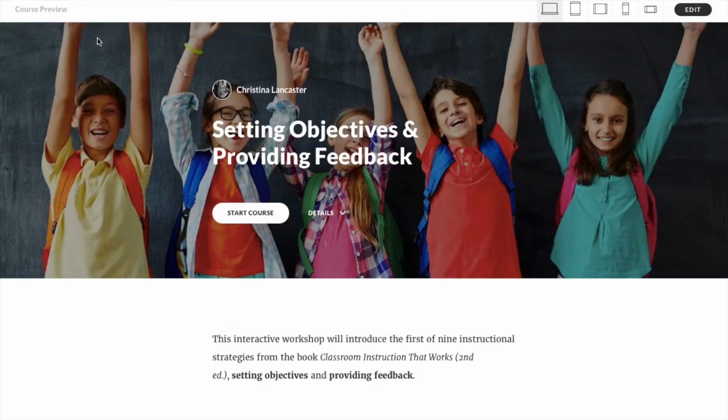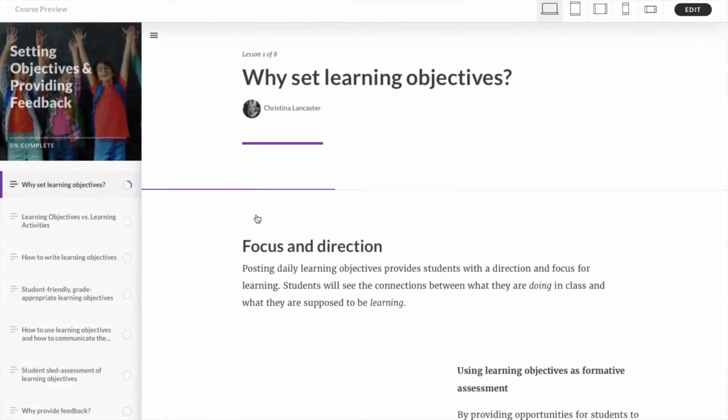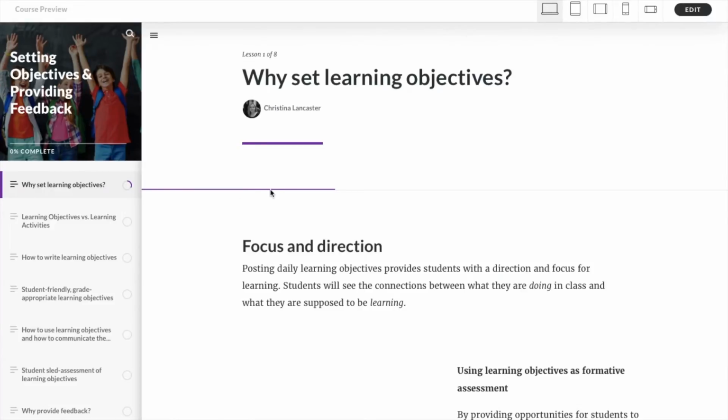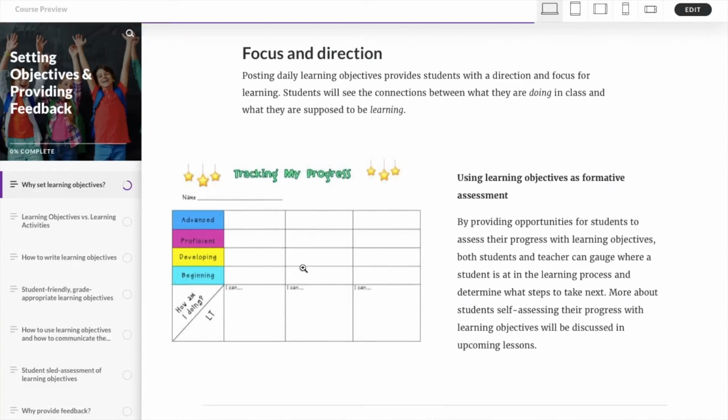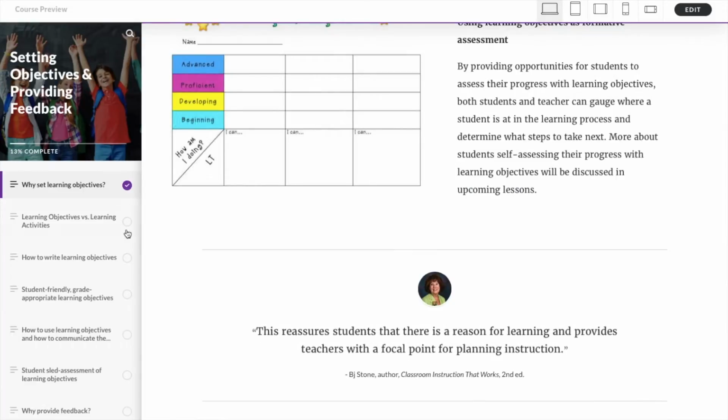Welcome back to the course Setting Learning Objectives and Providing Feedback. Last time we looked at why it is important to set daily learning objectives and communicating those objectives to students.